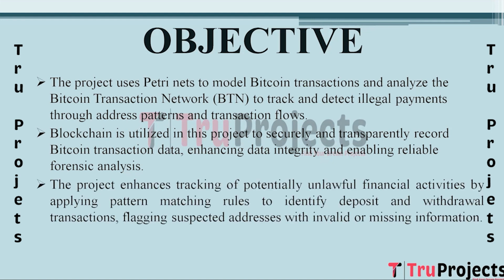The project enhances the tracking of potentially unlawful financial activities by applying pattern matching rules. These rules are used to identify deposit and withdrawal transactions and flag addresses that exhibit suspicious characteristics or contain invalid or missing information. This helps in the detection and monitoring of potentially illegal payments within the Bitcoin network.